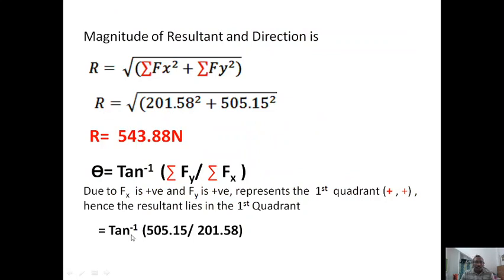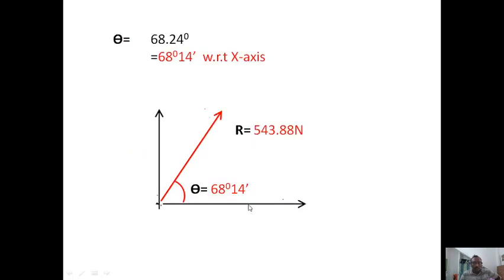And similarly, to get the exact theta value, I am substituting the values of f of y and f of x in the equation theta is equal to tan inverse sigma f of y by sigma f of x. After substituting, I got the value of theta as 68 degrees 14 minutes with respect to the x-axis. Because both are positive, I get the theta value with respect to the positive x-axis. This is important. You should see that it is the positive x-axis.